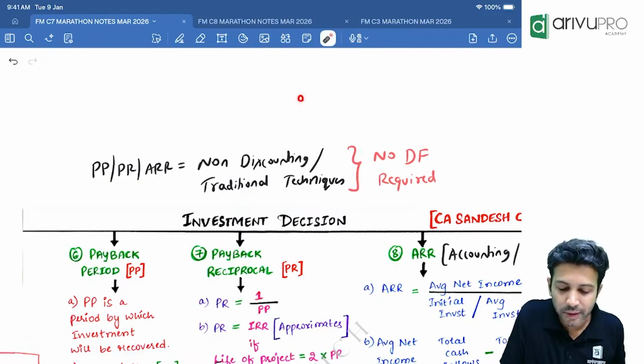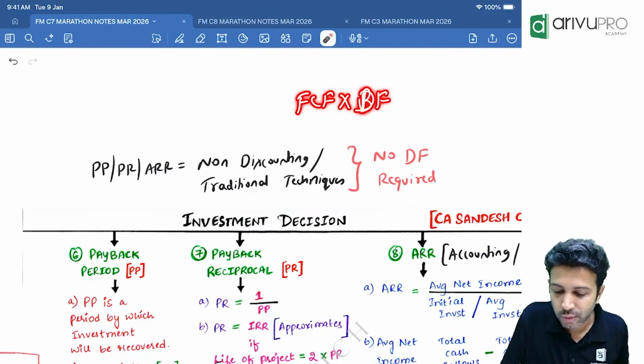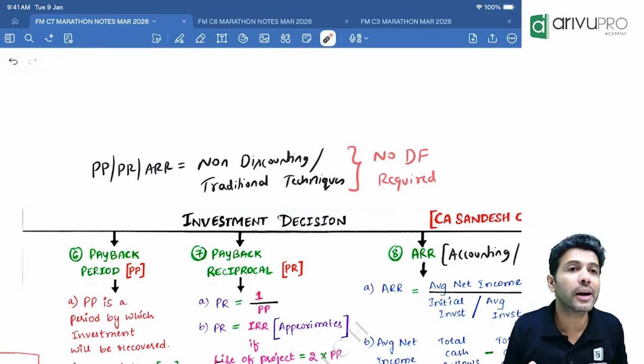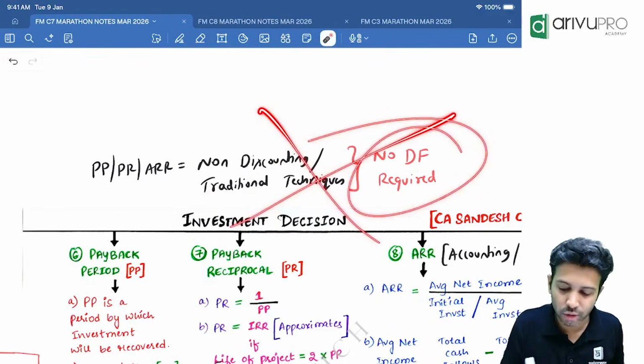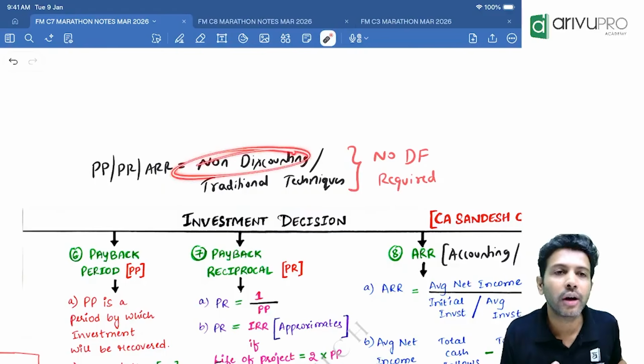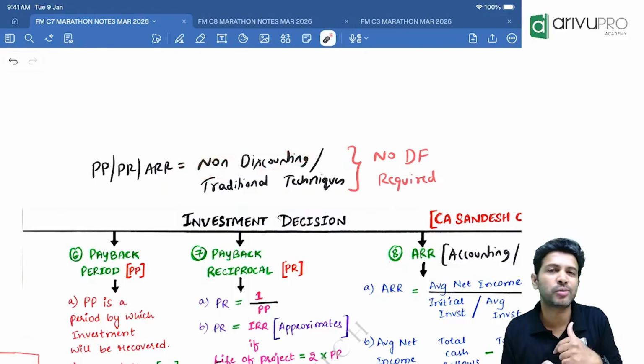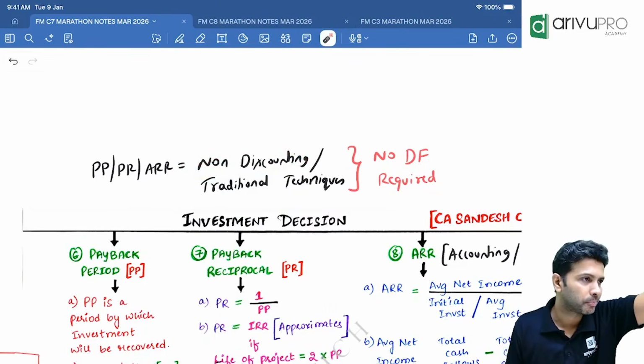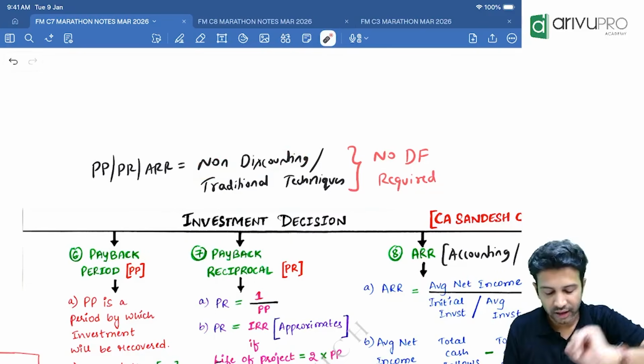How do you find present value? Take the future value of cash flows, multiply by the discount factor. Yes, no. That's how you get the present value. These techniques don't need the help of a discount factor. Hence, they are called non-discounting techniques. Under this, we have payback period and ARR. Payback period and ARR.